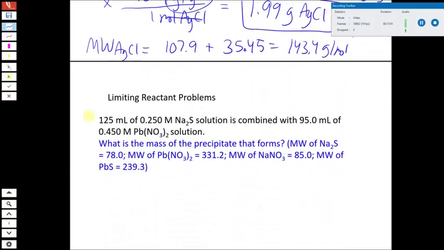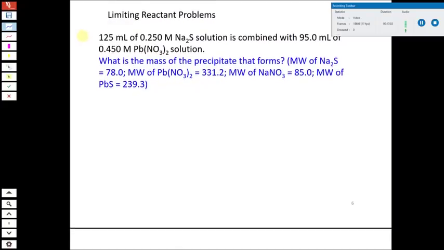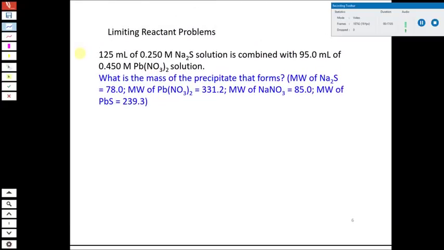All right, let's just do one other example similar to this, but this time we have to deal with a limiting reactant situation. So now we have 125 milliliters of 0.25 molar sodium sulfide, and we're combining that with 95 milliliters of 0.45 molar lead nitrate. We want to know what mass of precipitate that forms. Again, we're not telling you what the precipitate is, so you have to identify that first by writing a balanced equation.